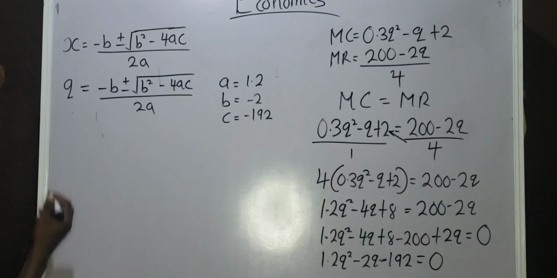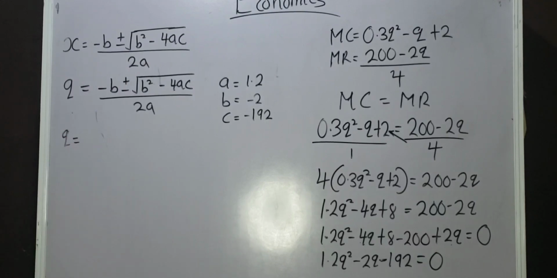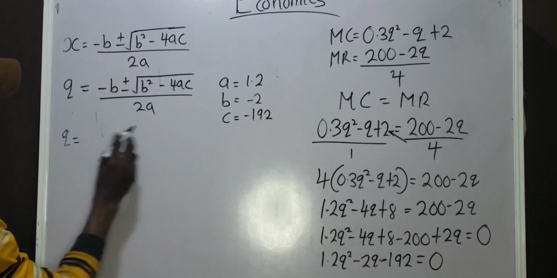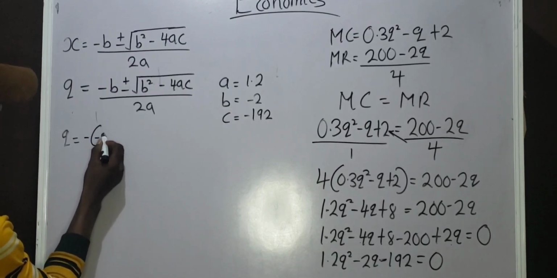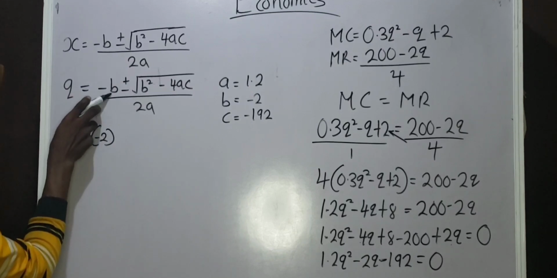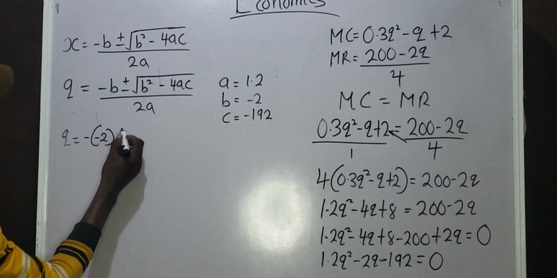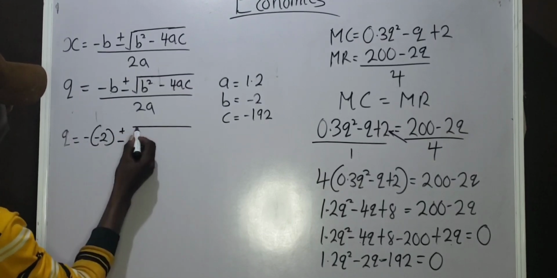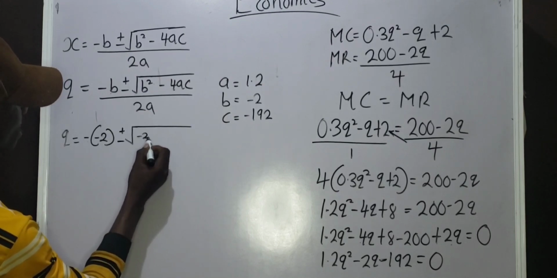Okay? So let's proceed. Just substitute the values that you have there. q is equals to negative b. B is what? Negative 2. So I'm going to have negative into bracket negative 2. You know we have negative here, and b itself is negative 2. Plus or minus square root of b squared. B is negative 2, so I'm going to have negative 2 squared.